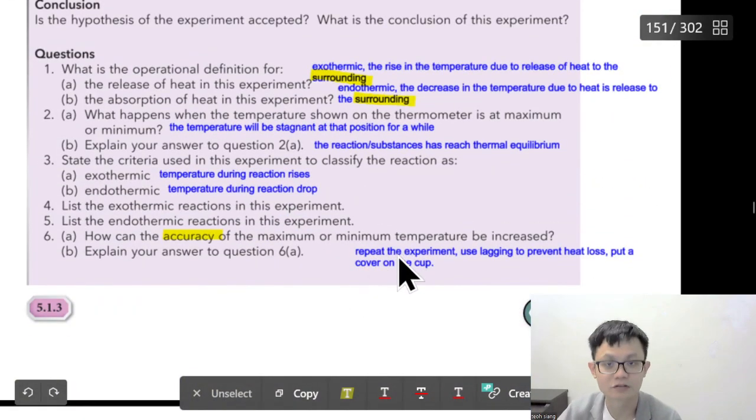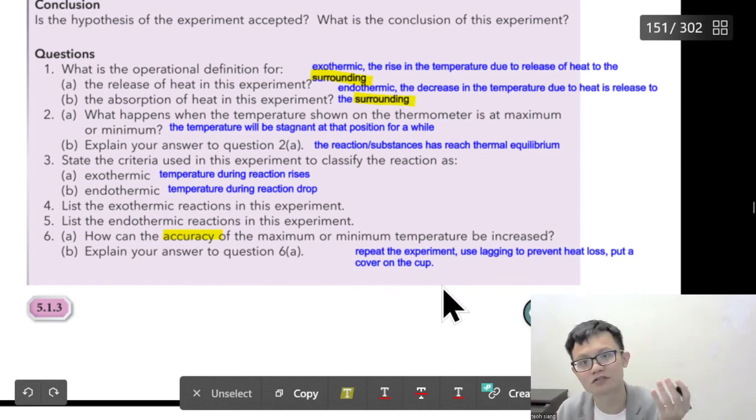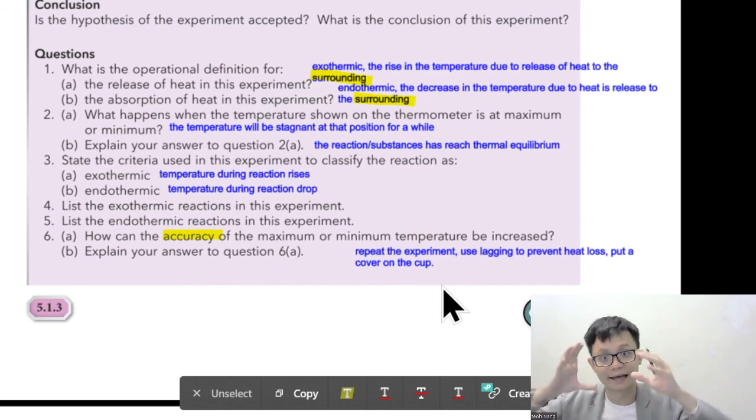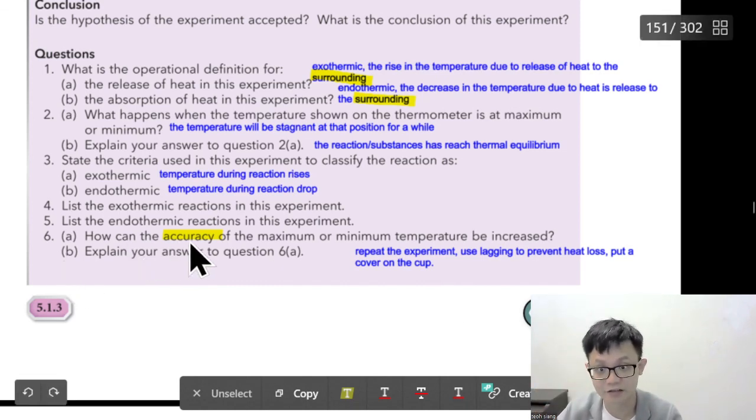Repeating the experiment is also true, but I think it's more towards consistency. It means no matter how many times you repeat, the temperature will be 37, and your experiment will be more consistent. But if you use the lagging and the cover, the temperature will increase, which actually answers the question, because the question is asking about accuracy.